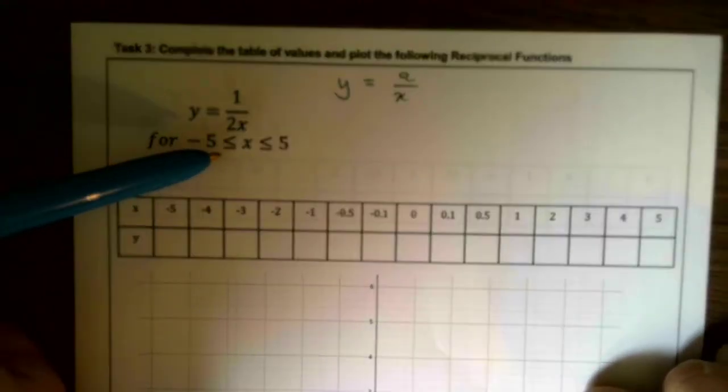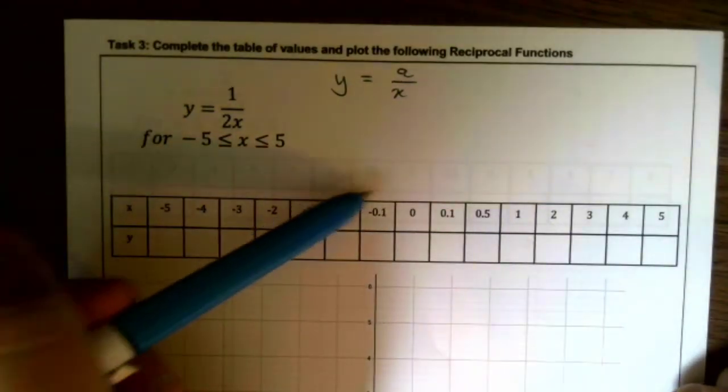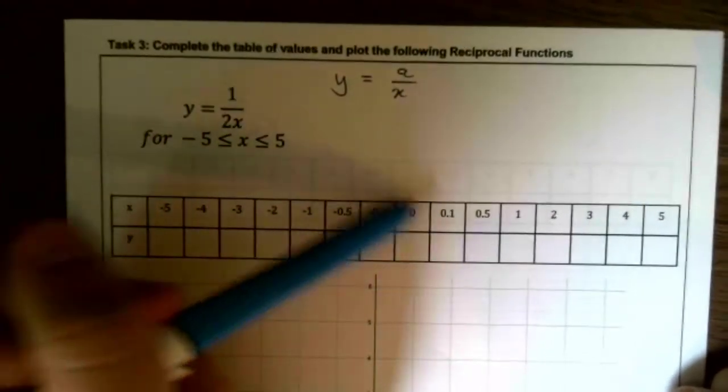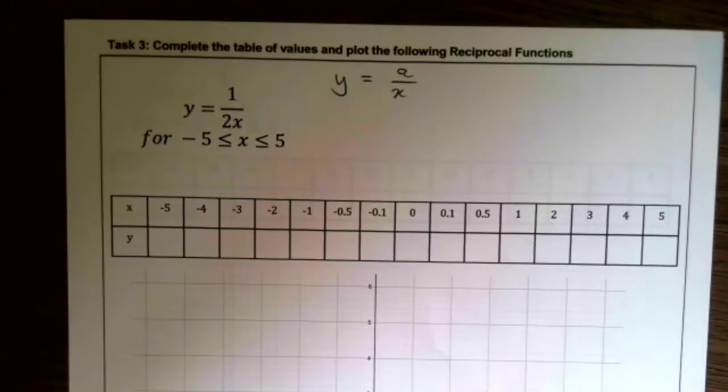Now, values of x between -5 and +5, and you can see here we've got a few extra values in this table of values. That will become important because this is where there's the significant changes. This is where reciprocals really come to life.